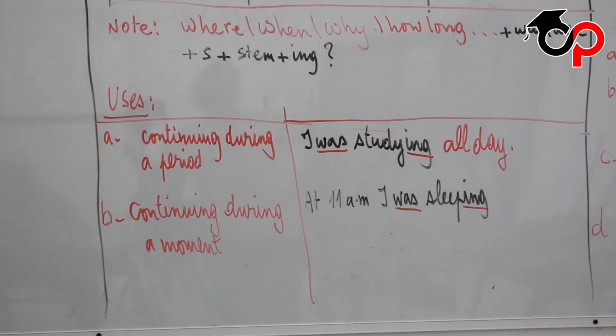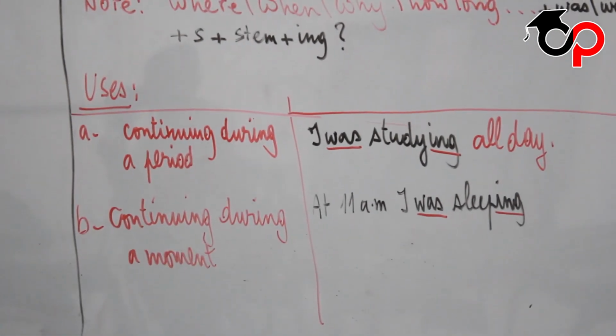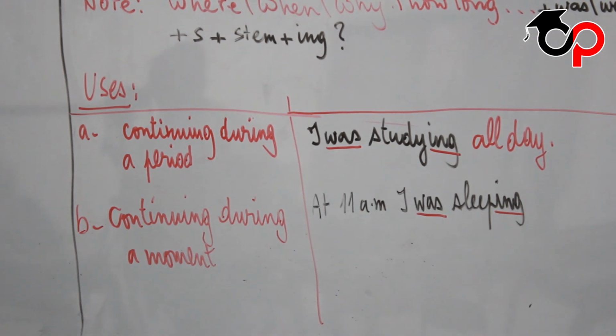First of all, we use it to express a continuing action during a period of time. So, if I say, I was studying all day, here all day is a period of time. All day means, for example, from 8 a.m. to 6 p.m. and so on and so forth.